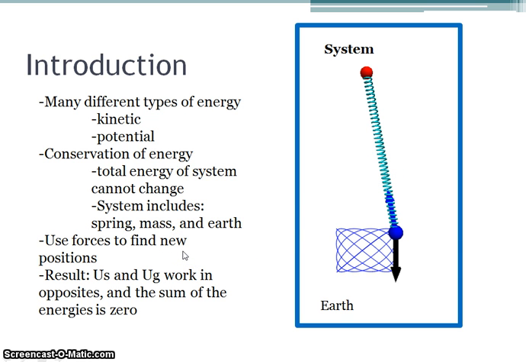Also, we will use forces from objects, such as the spring and the earth, to find new positions and compare the predicted position data with that of the model. And we can see how the predicted and the model are basically the same. In addition, another result we'll find is that the potential for the spring and the potential for the mass work in opposite directions, and along with the sum of kinetic energy, the energy is zero.